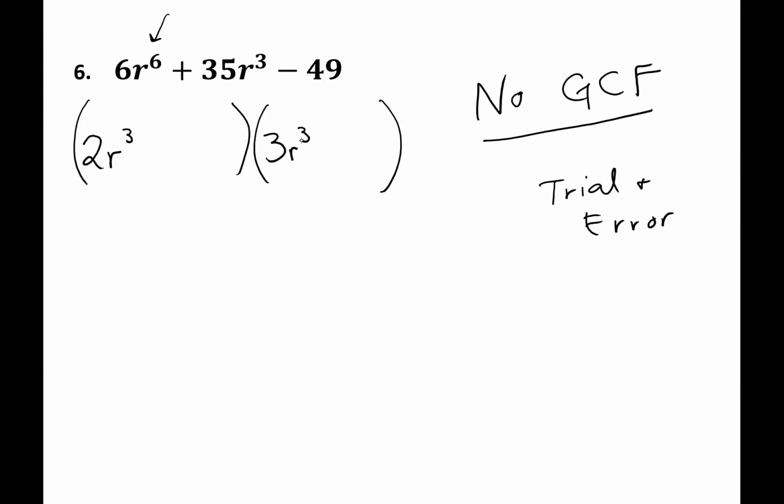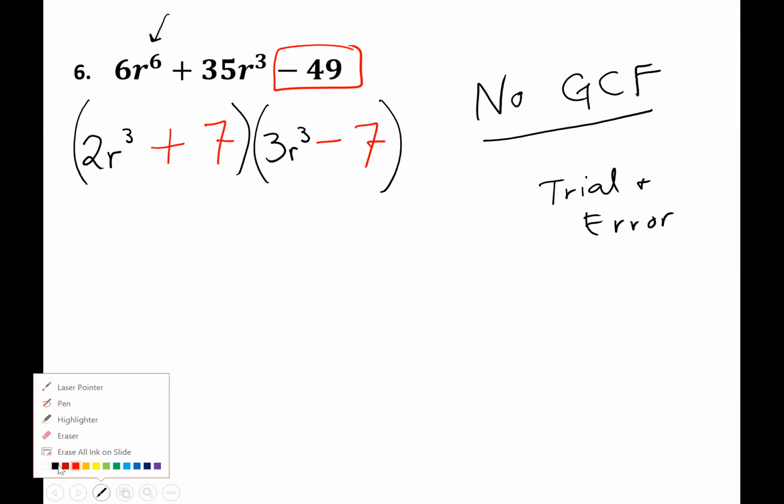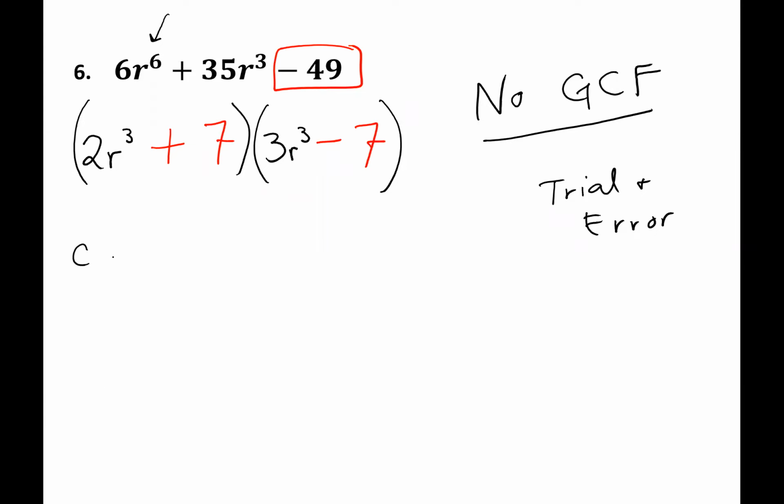Okay, now my last two terms need to multiply to 49. Negative 49, I guess. Well, factors of 49, let's try 7 and 7. Okay, now I've been leaving these blank spaces before. I'll go ahead and just make a guess about my signs. We'll try a plus and a minus. So here's my guess. I'm trying 2r to the third plus 7, and then 3r to the third minus 7. Let's check it. Okay, check.